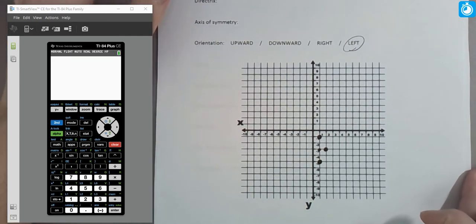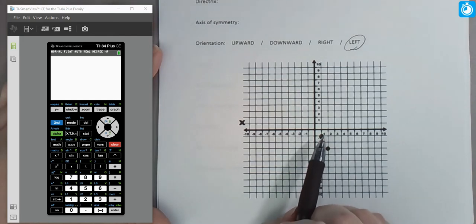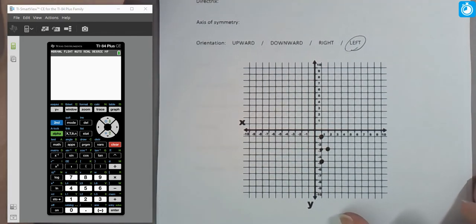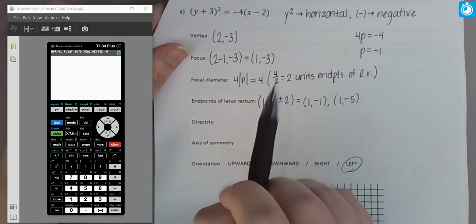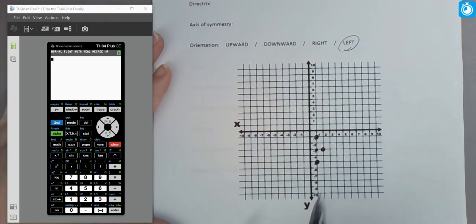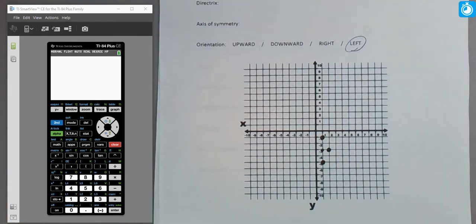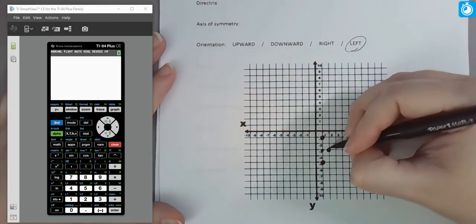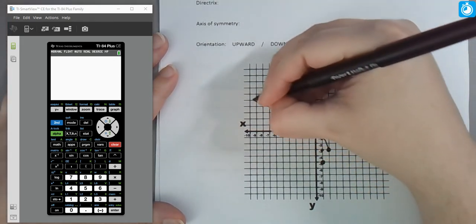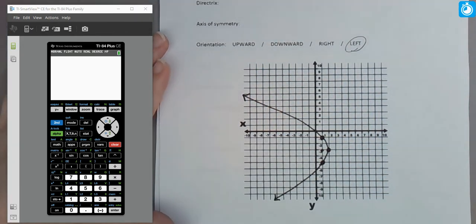And once we graph what we find algebraically, we can verify that those endpoints make sense. They should be equidistant away from the focus. We know the focal diameter is 4, so the distance between those 2 points should be a total of 4 units. So the graph can verify the algebra and vice versa. Once we have those 2 values, technically, we have enough to graph. Starting at our vertex, passing through each of those points, that's our parabola.